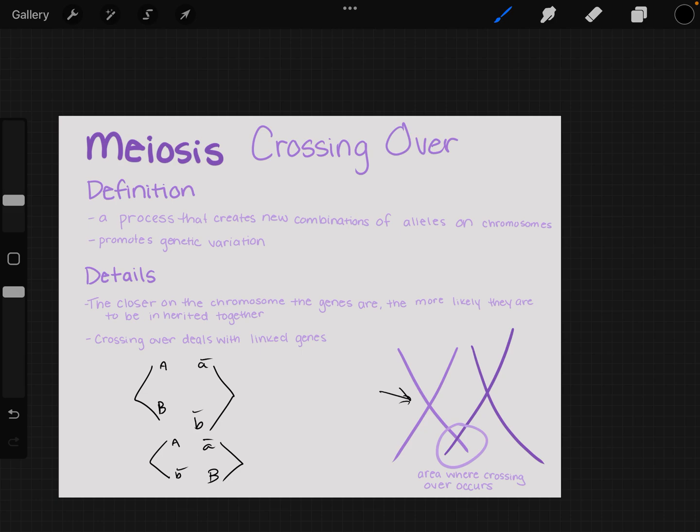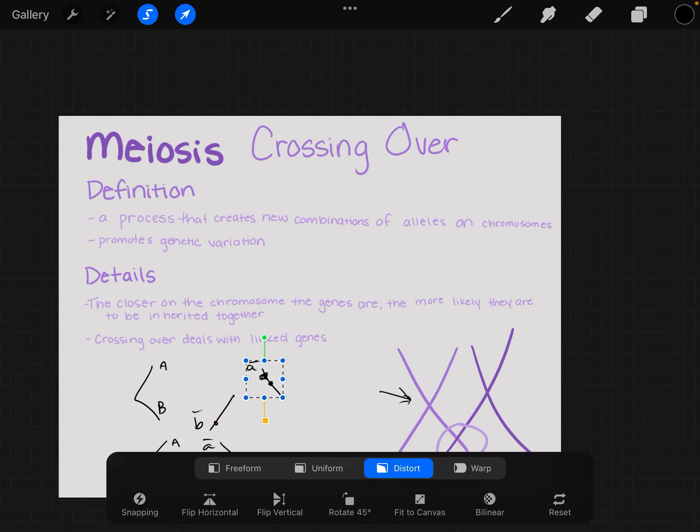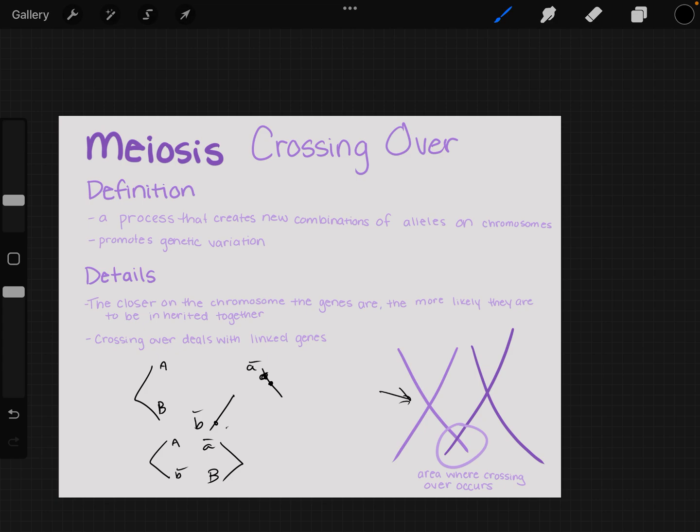So the details that we should briefly mention is that the closer together the genes are on the chromosome, so like here and here, is very different than if it was here and here, right? The closer they are, the more likely they are to be inherited together. Because if I go through and cut right at the middle, the two at the top are going to be staying together, but the one on the bottom is going to be separate. This is because the two on the top are closer together.